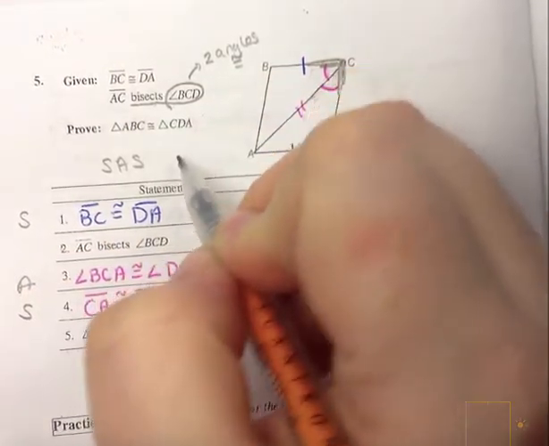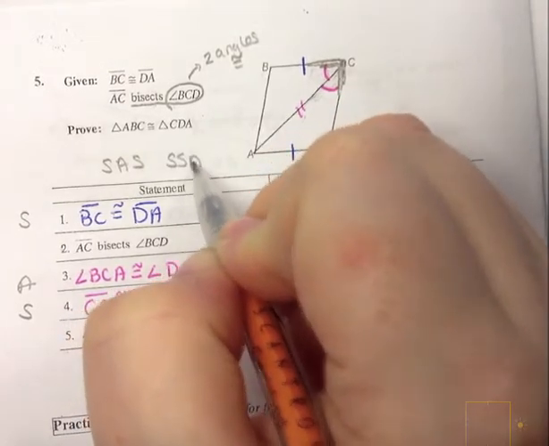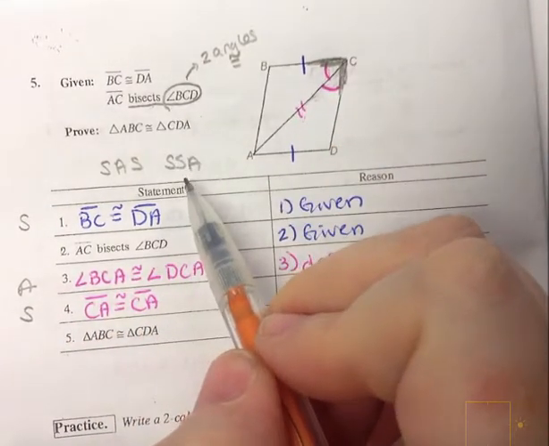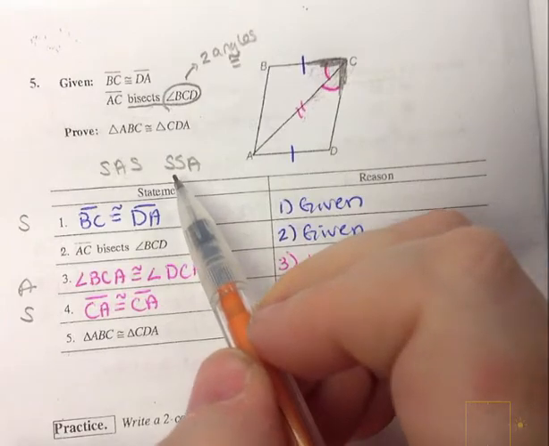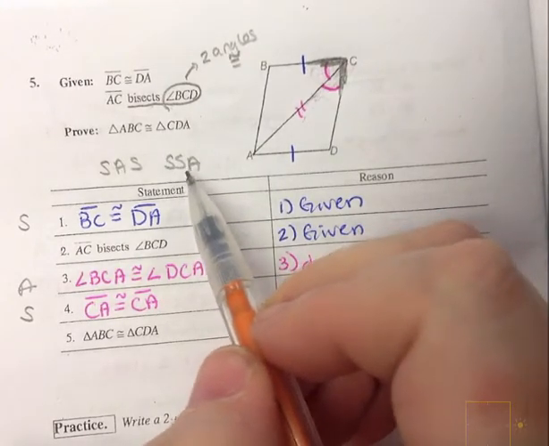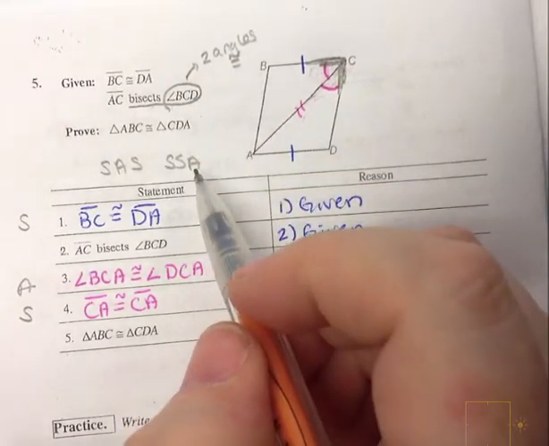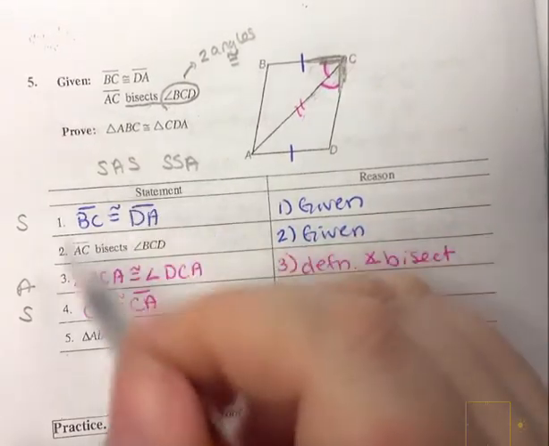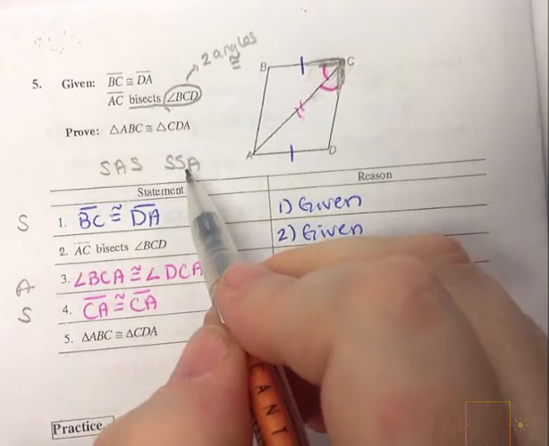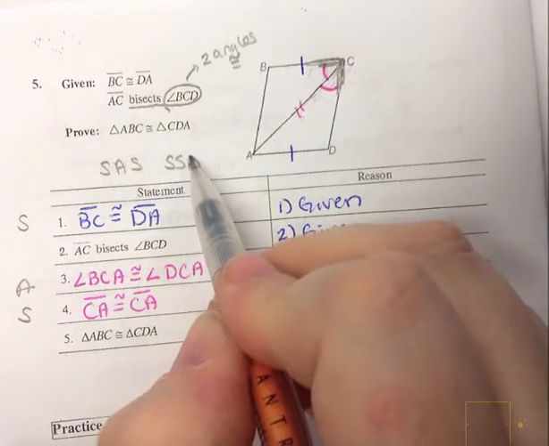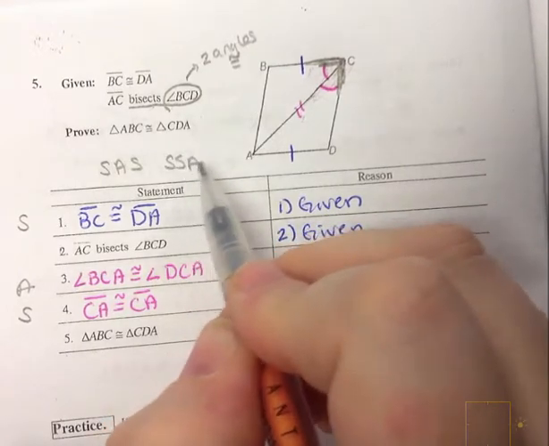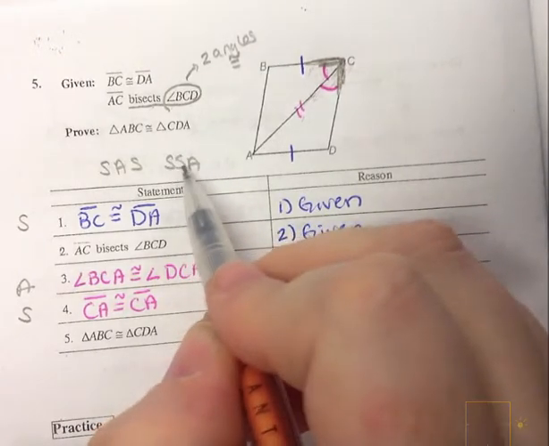So on here, I have SAS or SSA. Now, SSA spells a bad word backwards, so we can't use that. We know that that's not possible. But we have to be careful, because if we have a right angle anywhere in here, then this would work. It would just be called HL. But hopefully we never write this word.